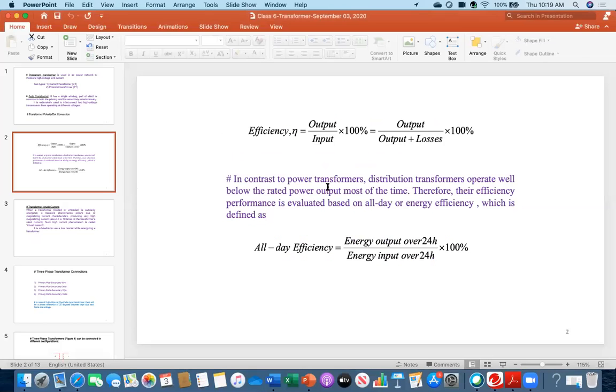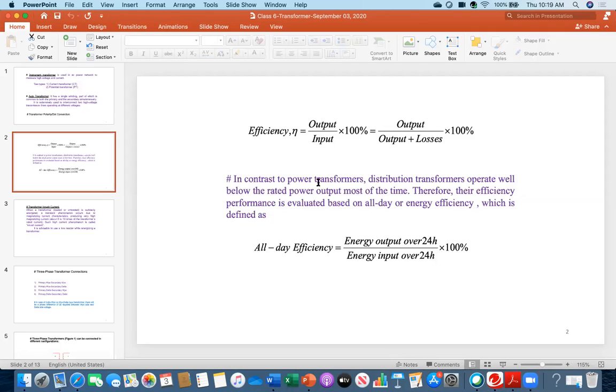Now, last class, we were discussing the efficiency of a transformer, and I wrote down this equation, which is a pretty common equation that you use. We'll be using a similar or exactly the same equation to find the efficiency for motor and generator as well. It is output over input, but input means output plus losses. If you know this information, then you can easily calculate the transformer efficiency.